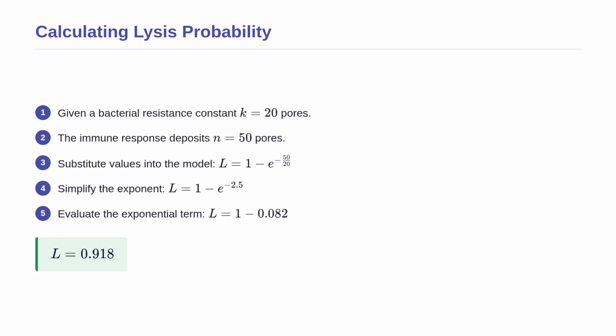We start by substituting our given values into the exponential saturation model. The number of pores is 50, and the resistance is 20. Dividing these gives a negative exponent of 2.5. Evaluating Euler's number to the power of negative 2.5 gives 0.082, which is the survival chance. Subtracting this from 1 gives our final answer of 0.918. Physically, this means there is a 91.8% chance the cell is destroyed.